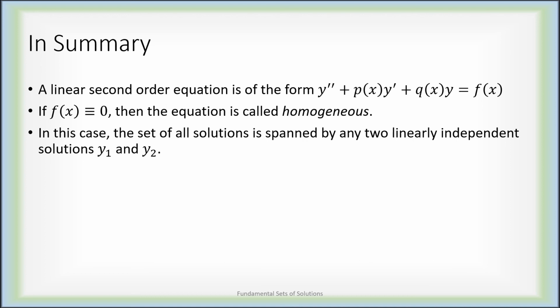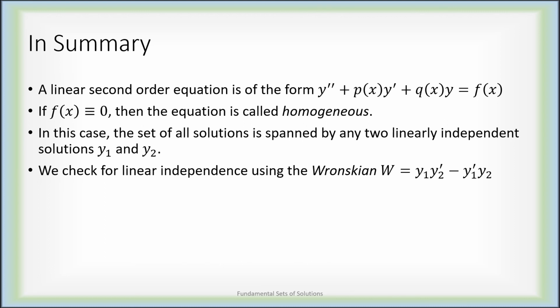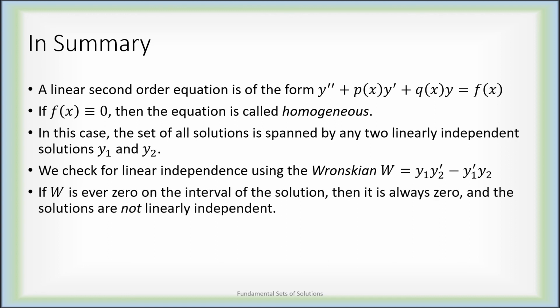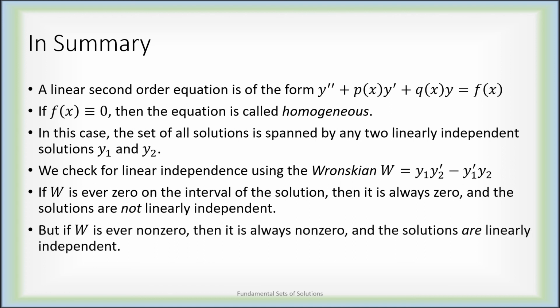If we are looking at a homogeneous linear second-order equation, then all possible solutions are spanned by any two linearly independent solutions we can find, y1 and y2. We can check for linear independence of two functions using the Wronskian of two functions, y1, y2 prime minus y1 prime, y2. If that Wronskian is ever 0 on the interval of the solution, then it is always 0 and the solutions are not linearly independent. But if it is ever non-zero, then it's always not 0 and the solutions are linearly independent.